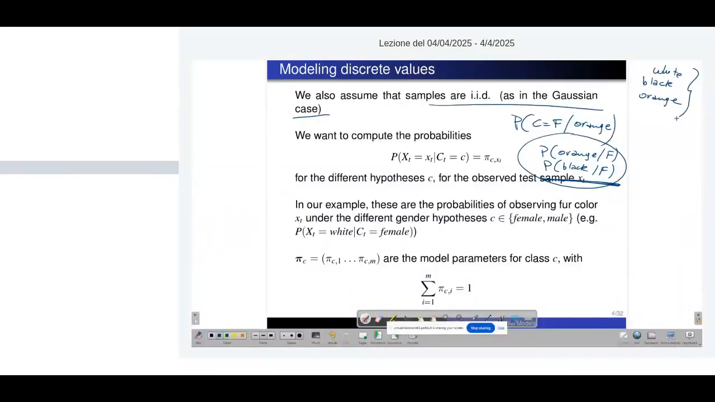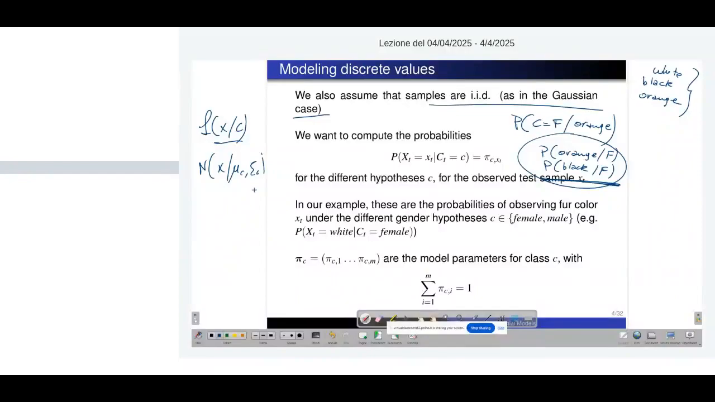That's the same we did for the Gaussian model. For the Gaussian model, we described each class in terms of a class conditional density that gave us the likelihood that we observe a value x when the class is C. There, x was continuous, so we had a continuous density that we modeled with a Gaussian distribution.